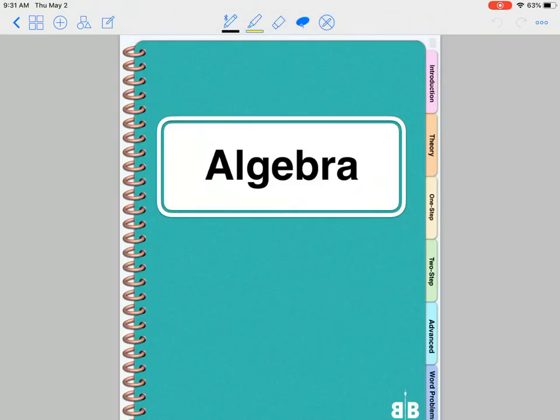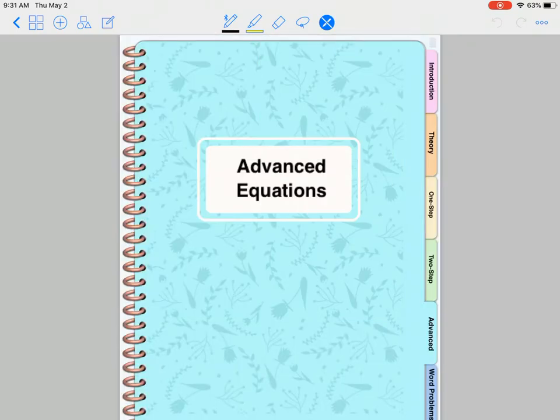Welcome to the next module. This one is about advanced equations. So we're going to be looking at some equations that are not as easy to solve. These are a little harder to solve mentally if you're someone who likes to do mental math. If you're using the notebook model, you want to go to your advanced section, advanced equations.